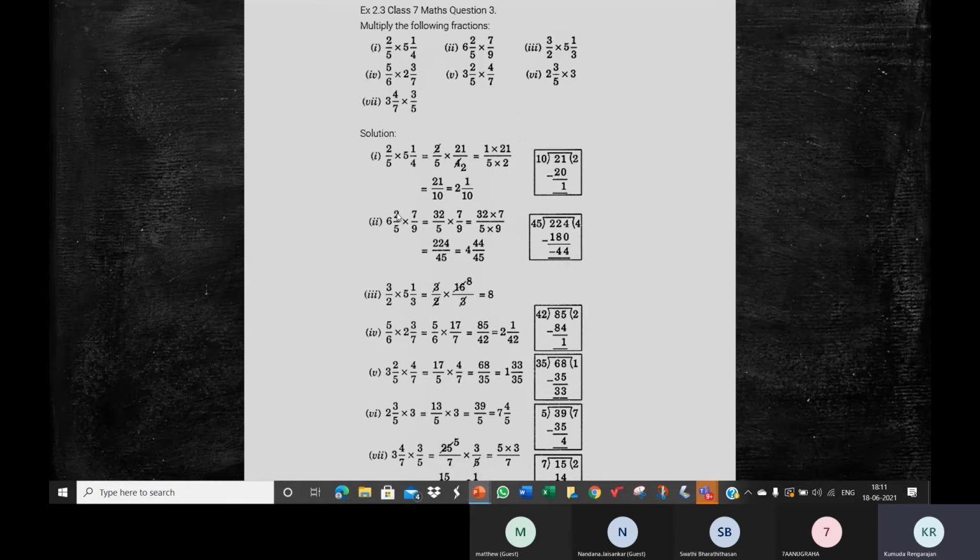In this case, the first thing you should be doing when you're multiplying fractions, it's okay. See, now these fractions are unlike fractions, 2 by 5 and 21 by 4. In the first one, 2 by 5 and 21 by 4 are unlike fractions. We did not convert them to like fractions. We did not take their LCM. In fact, we did not bother whether they're like or unlike. Whatever they are, you can just multiply them.